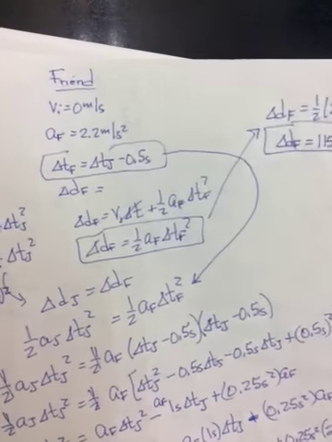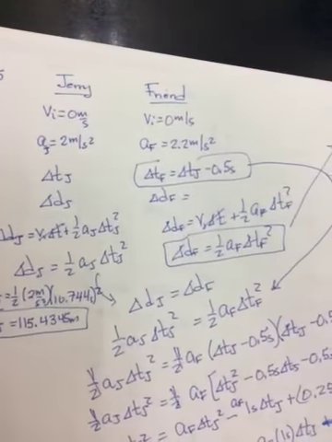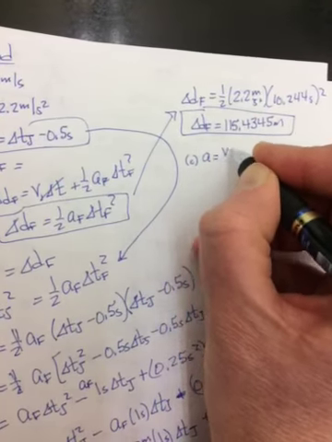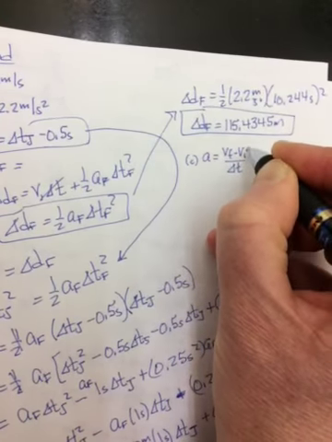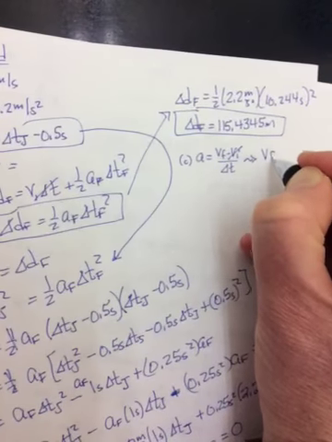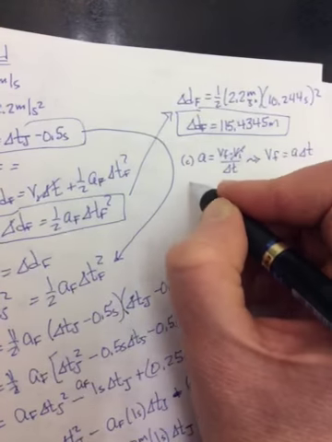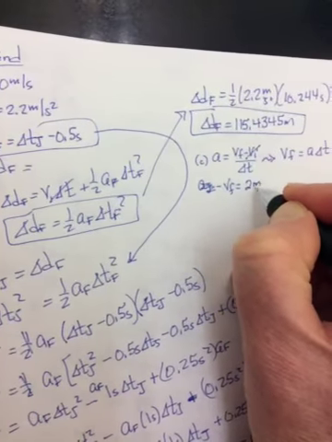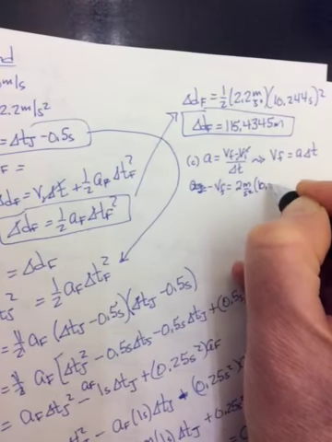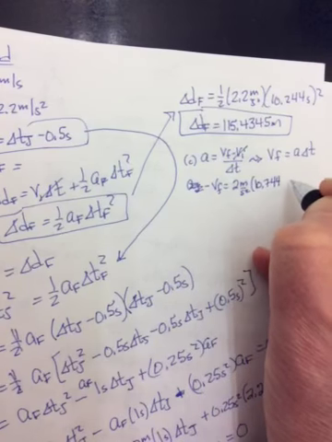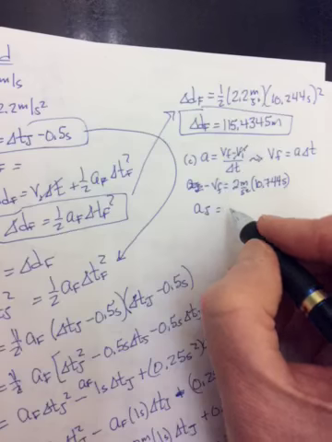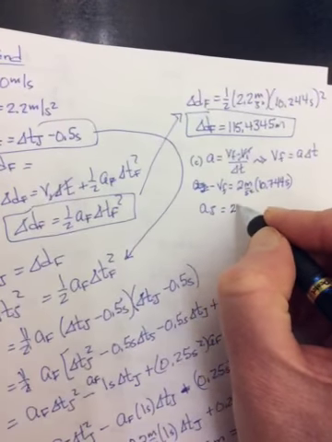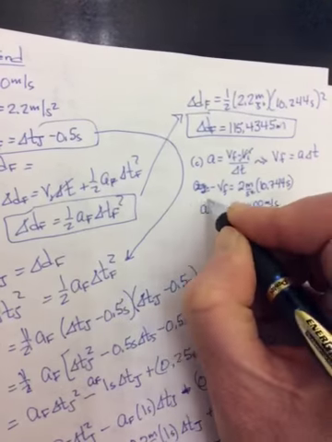Okay, and then the last part of the question is what are their respective velocities when they're even? So you're looking for their VFs. So probably the easiest way to find their VFs is to use A equals VF minus VI over delta T. This is probably the easiest because the VI goes to zero. So their VFs are just going to be their A's times their delta T's. So VF for Jerry will equal, A for Jerry was 2 meters per second squared, and the time for Jerry was 10.744 seconds. VF for Jerry is equal to, what is that, 21.488 maybe meters per second.